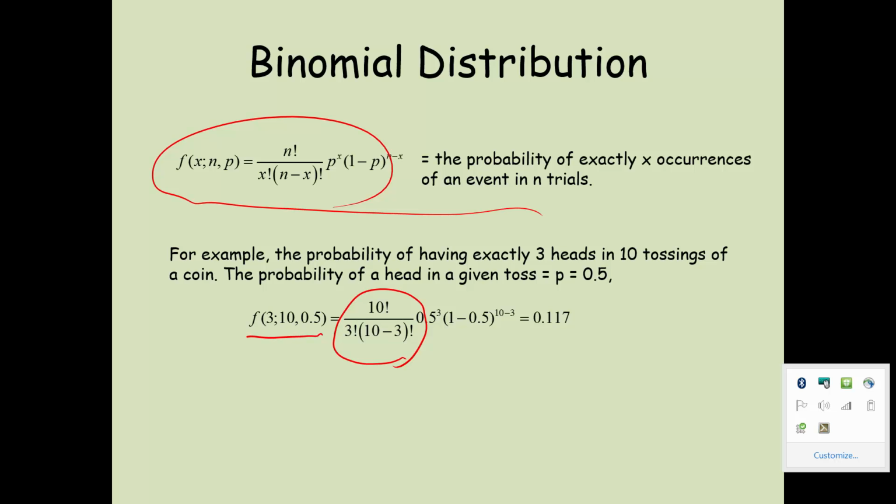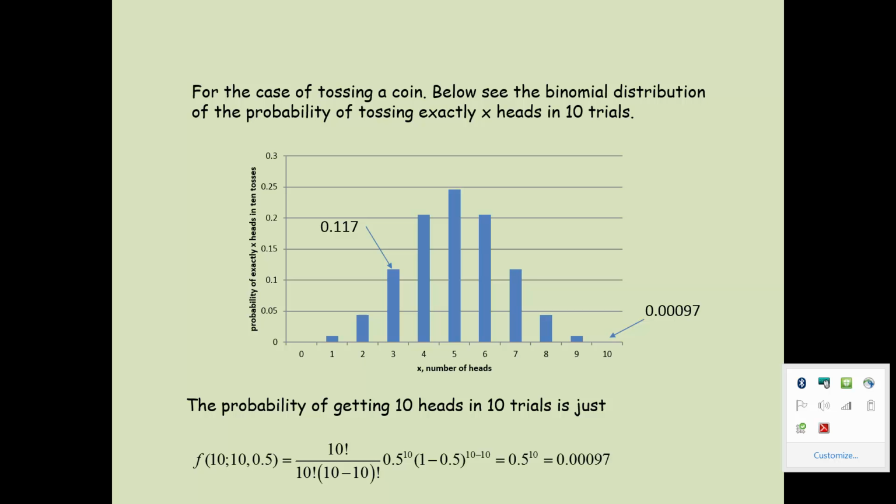Putting in the value of x equal to 3, the number of successes, that you have 3 heads, and n equal to 10 trials, and then 0.5 is the probability that in any given toss there's a 50% probability that it will be a head. If we substitute those into the formula, I get a probability of occurrence of 0.117. That's the probability that you'll get exactly 3 heads in 10 tosses.